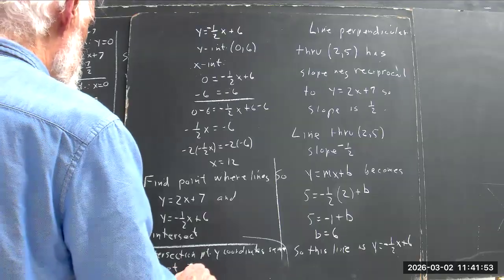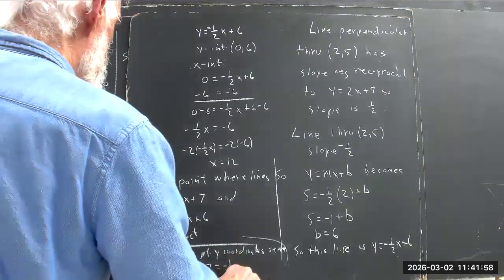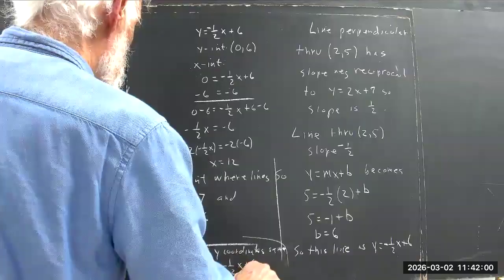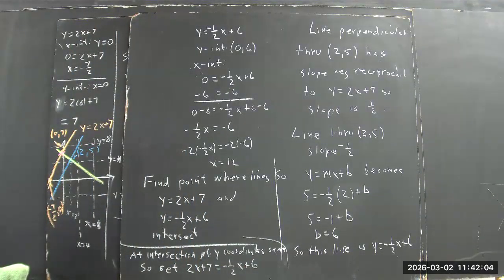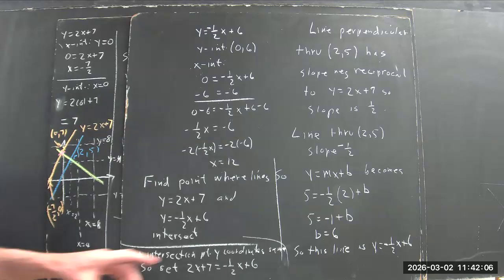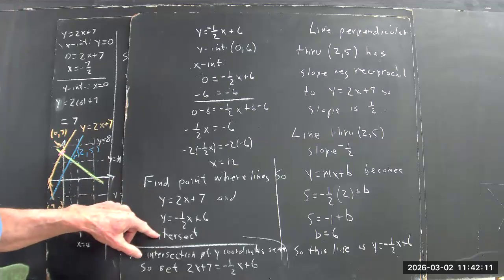Now then, we can set 2x plus 7 equal to negative 1/2 x plus 6. And when these two are equal, we know that the y coordinates are going to be equal.